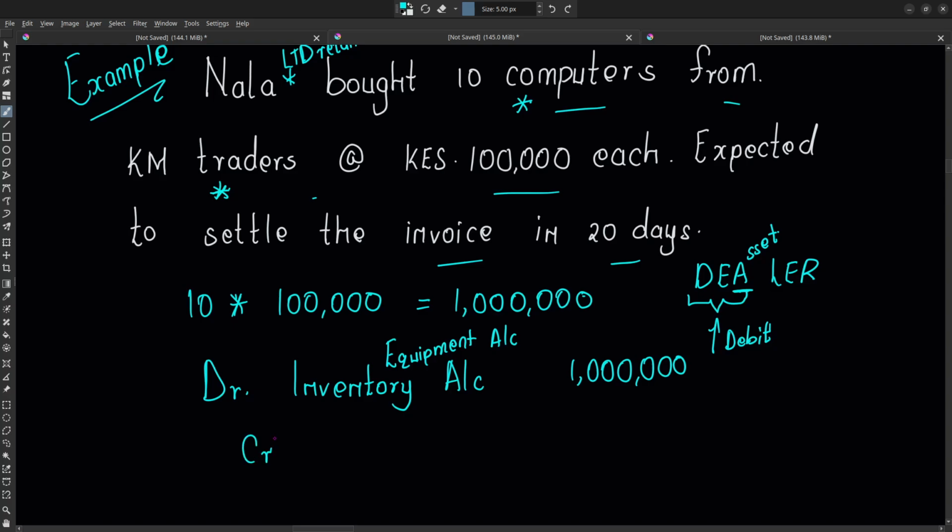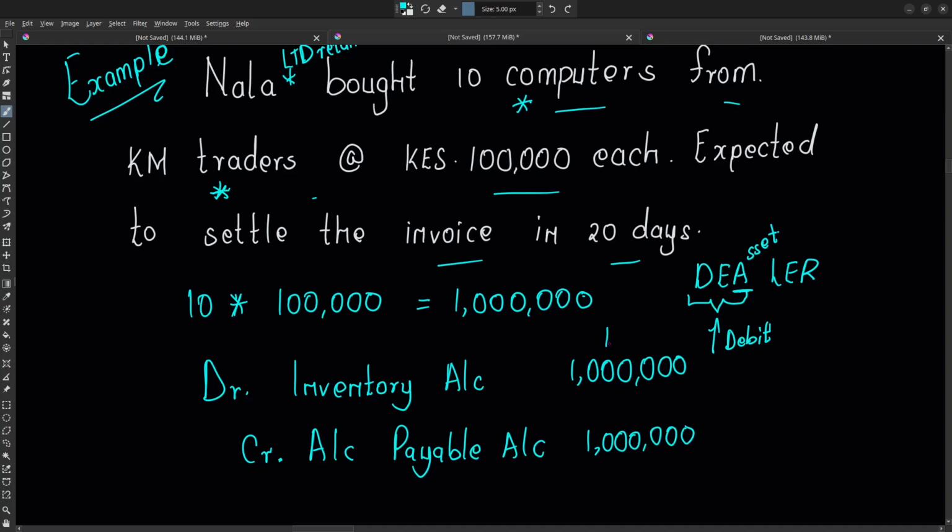Let me first remove this so that it doesn't confuse others. So here we are going to credit. We have been given the computers. So what else do we need to recognize? We have not paid, so there is no cash movement. We need to recognize a liability in our account payable, which says this amount of money we have not paid.